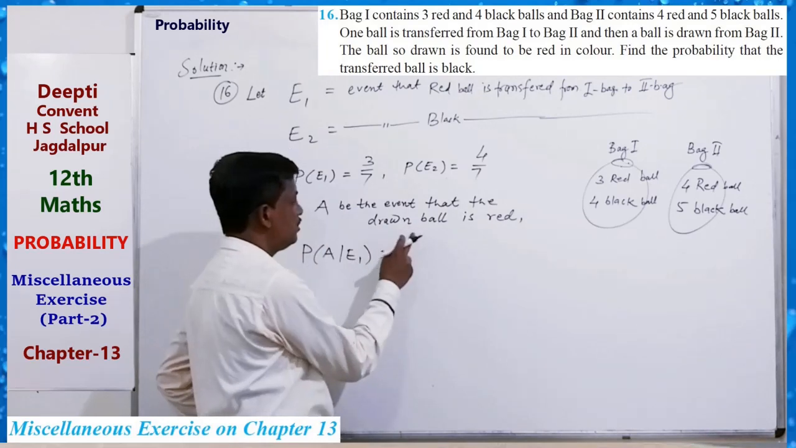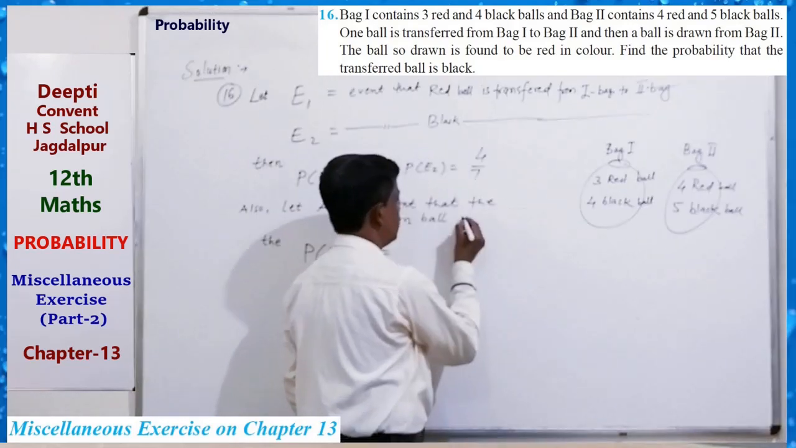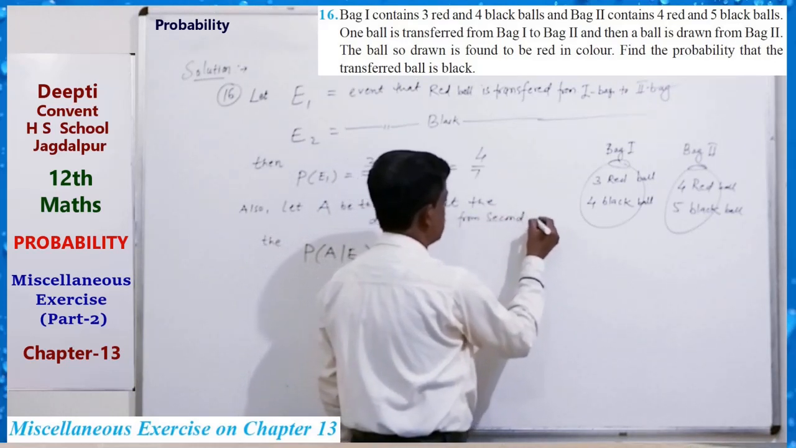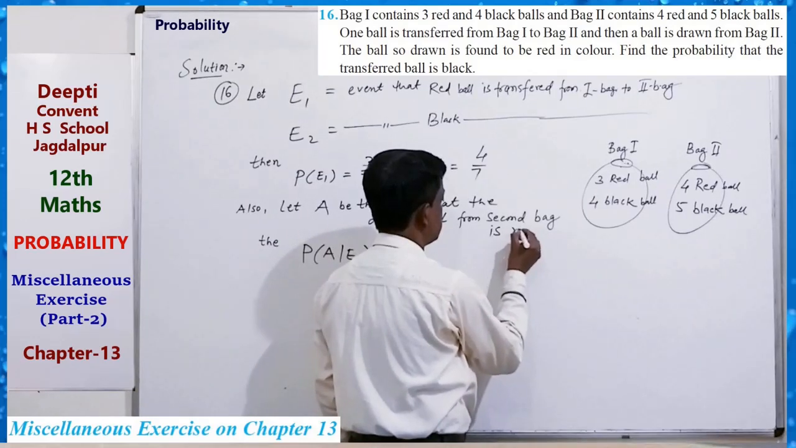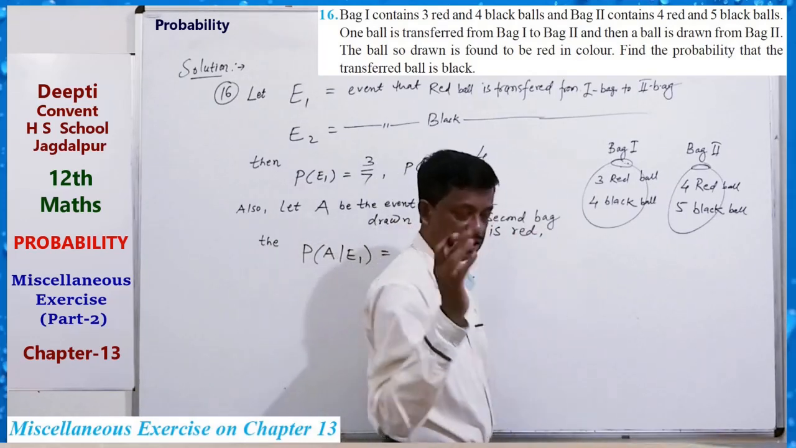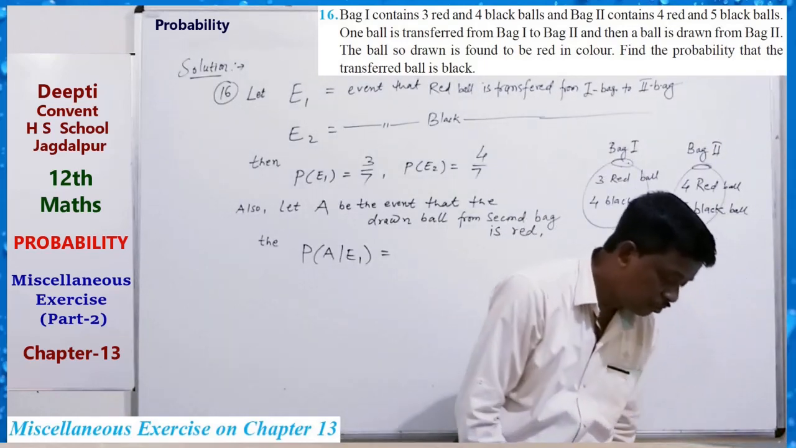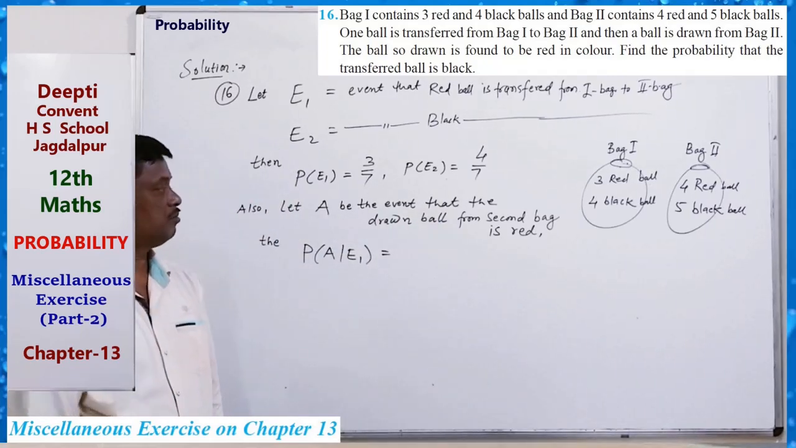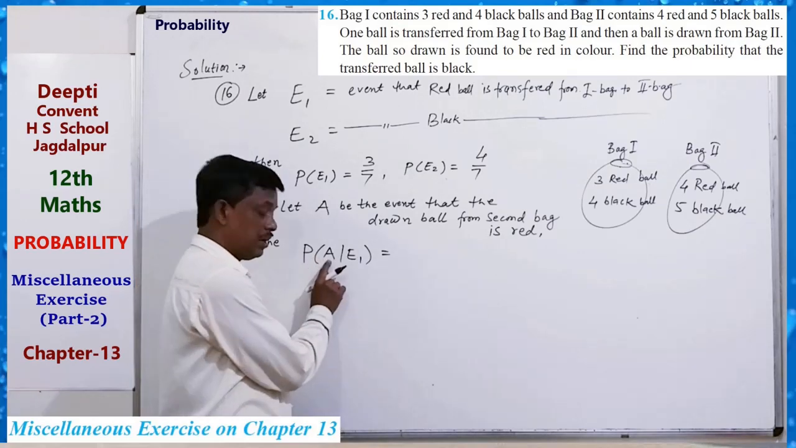Let A be the event that the drawn ball from the second bag is red. This is because a ball is drawn from the second bag. So this is the event that the drawn ball from the second bag is red.